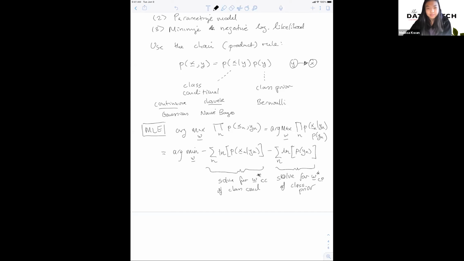Yeah, I was wondering why the joint distribution was split up into P of X given Y times P of Y, as opposed to P of Y given X times P of X. I was wondering what the reason was there. It's a choice. You could do it other ways round.